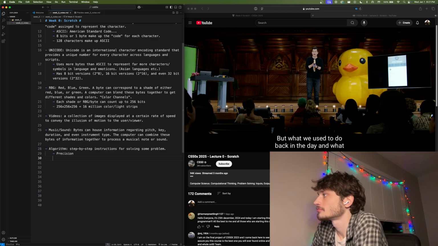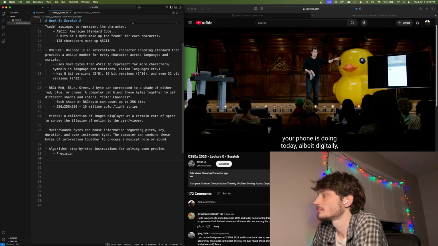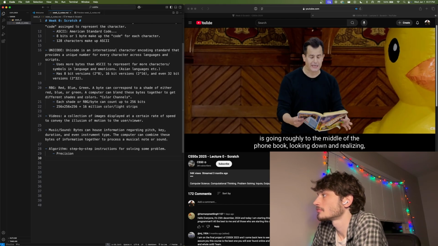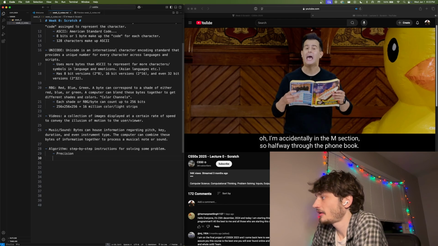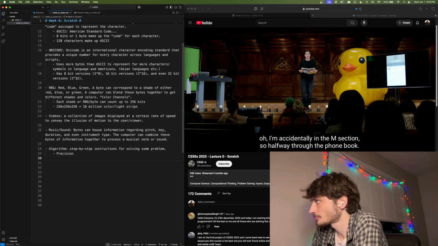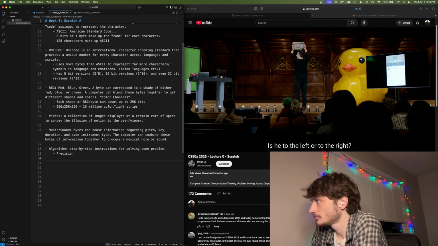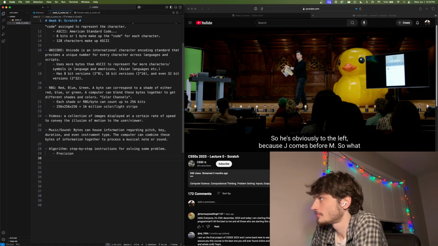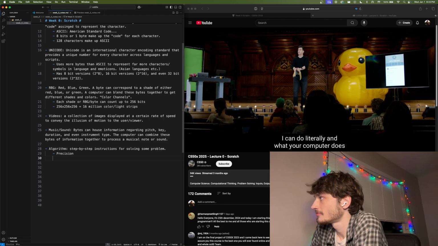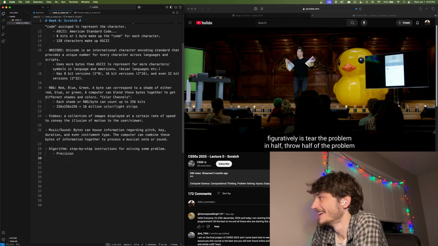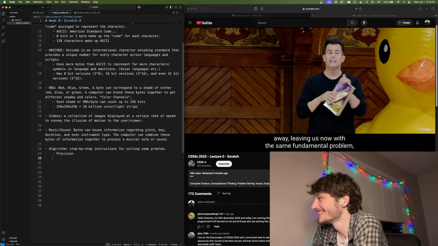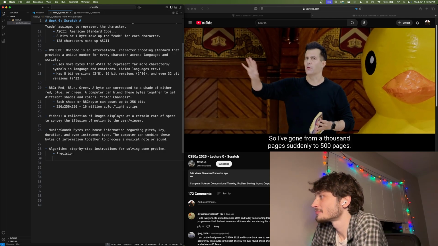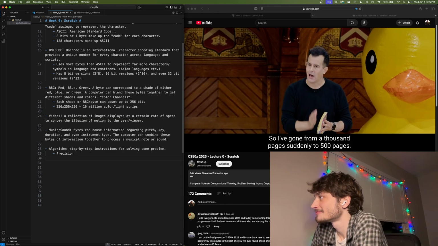But what we used to do back in the day, and what your phone is doing today, albeit digitally, is going roughly to the middle of the phone book, looking down and realizing, oh, I'm accidentally in the M section, so halfway through the phone book. But what do I now know about John Harvard? Is he to the left or to the right? So he's obviously to the left because J comes before M. So what I can do literally, and what your computer does figuratively, is tear the problem in half, throw half of the problem away, leaving us now with the same fundamental problem, but it's half as big. So I've gone from 1,000 pages suddenly to 500 pages.